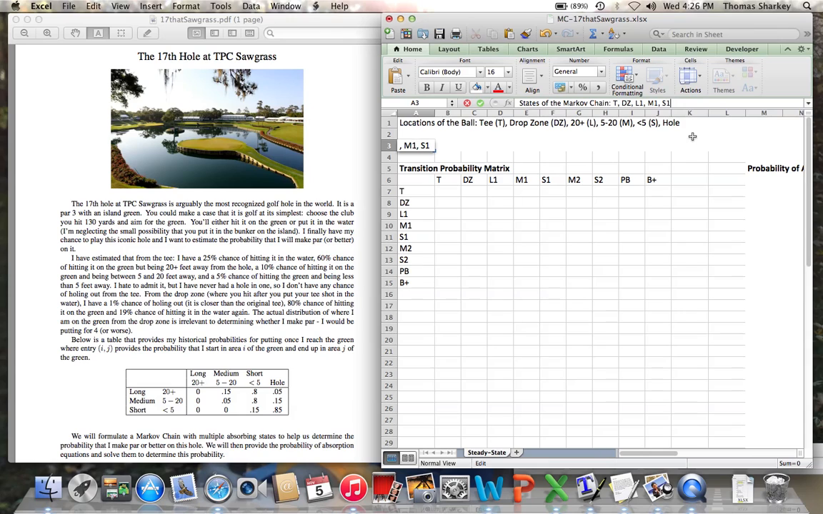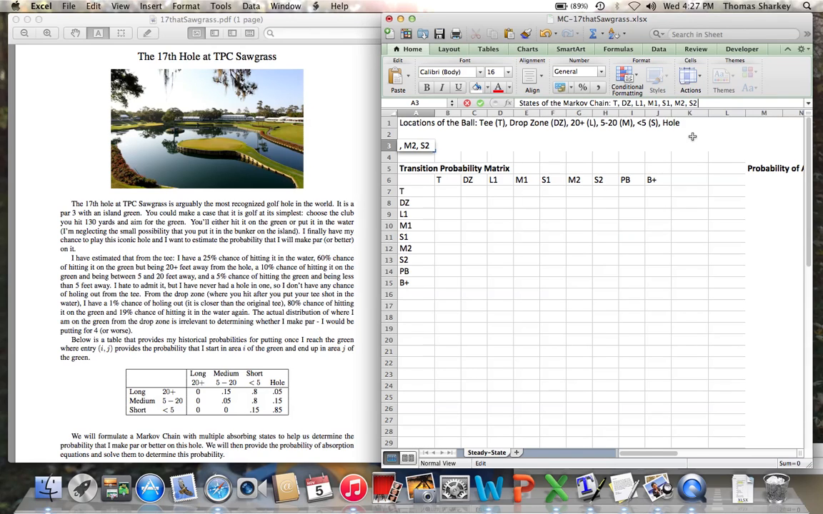So L1 means that I am on the green, I am 20 plus feet away from the hole, but I've only hit my tee shot so far. M1 means that I basically put my tee shot 5 to 20 feet away from the hole, and I still have 2 more shots to get the ball in the hole to make par or better. S1 means that I hit my tee shot really, really close to the hole. I'm under 5 feet. And then we're also going to have states M2 and S2, which represent being the medium distance away and the small distance away from the hole after 2 shots.